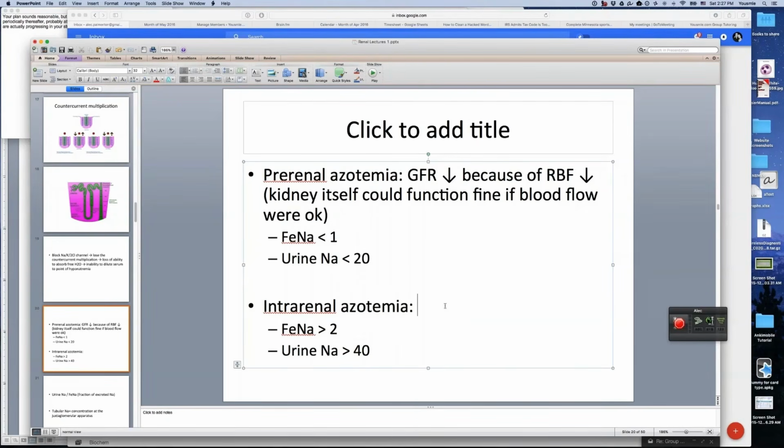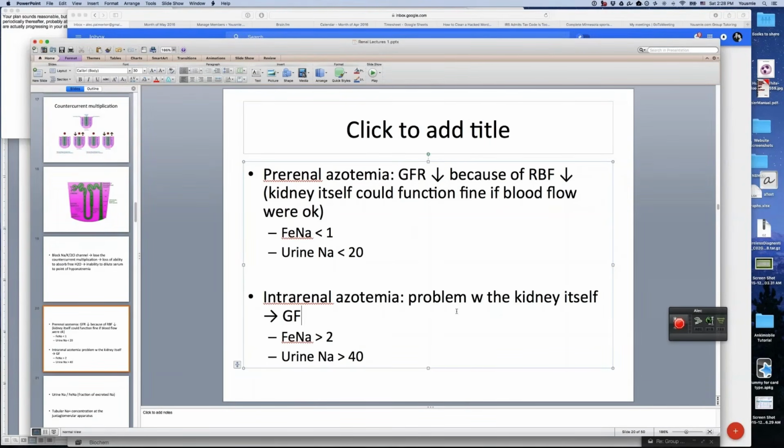What does intrarenal azotemia mean? So if it's intrarenal, then there's going to be a problem with your membrane where you're letting ions through. It's a problem with the kidney itself, right, which leads to the GFR down. So in other words, if I were to restore blood flow to the kidney, if I were to increase blood flow to the kidney, it wouldn't matter. I still wouldn't be able to filter, okay?